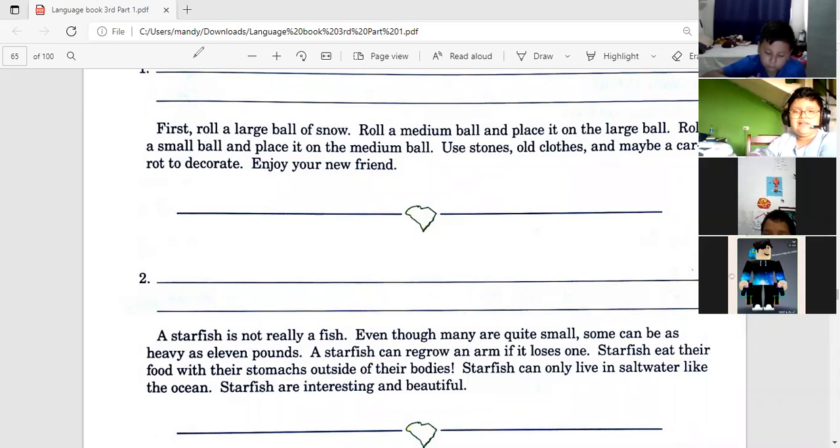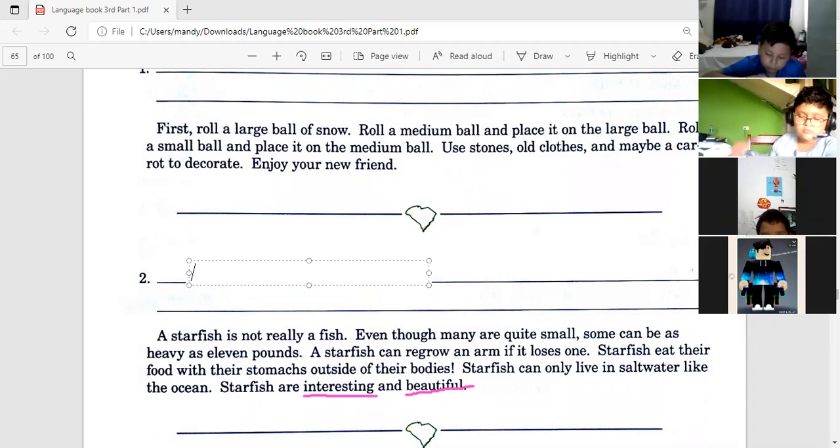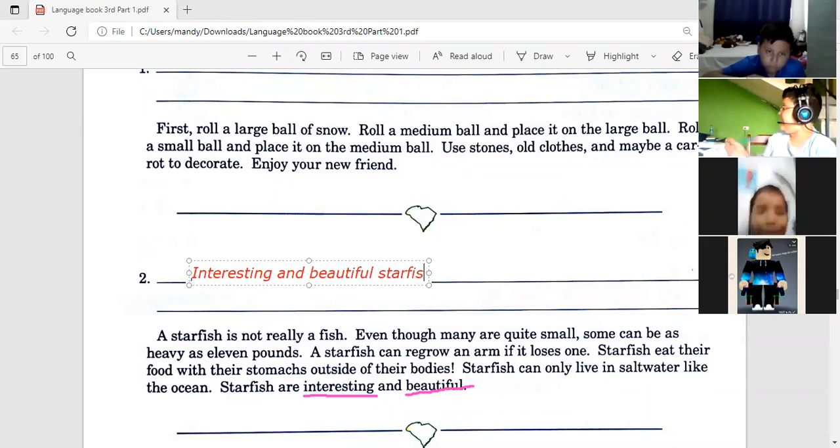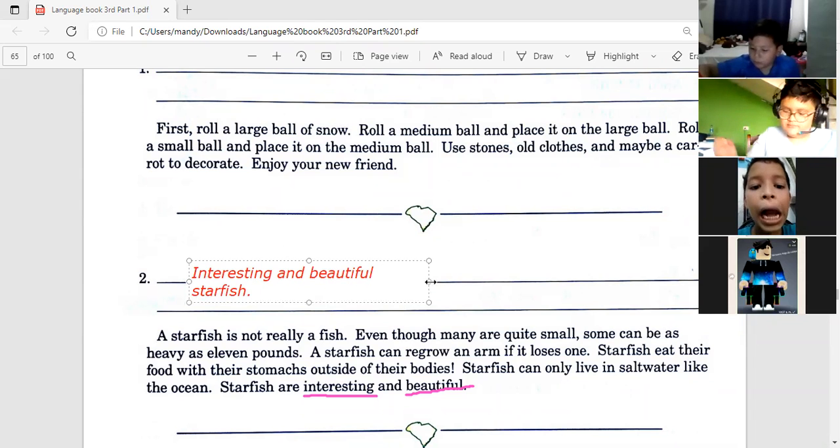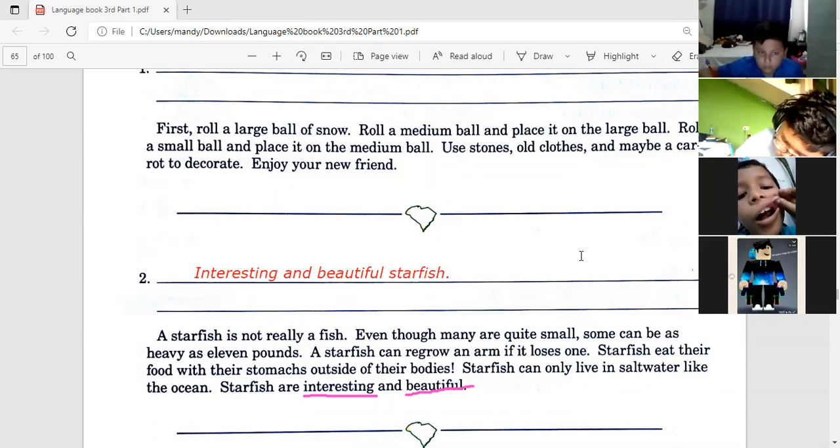The starfish are beautiful. Okay, it's about starfish, yes? Okay, so we can say, first one, interesting, okay, then, and beautiful, exactly. Interesting and beautiful is starfish, yes? We can write this one, yes? Okay, interesting and beautiful, a starfish, yes? And this one is our topic, yeah? Okay, thank you, Alejandro. Interesting and beautiful, a starfish, yes?